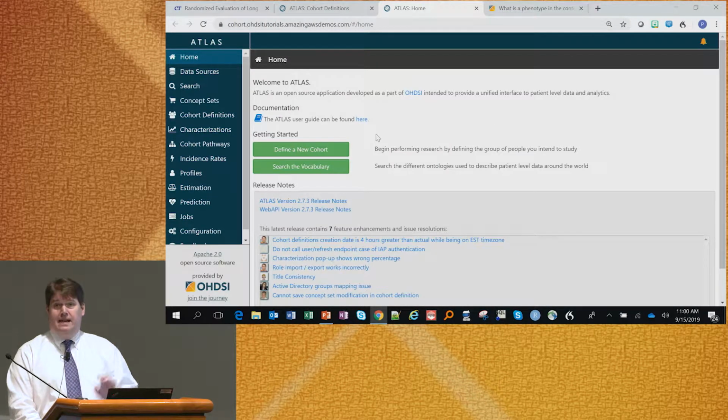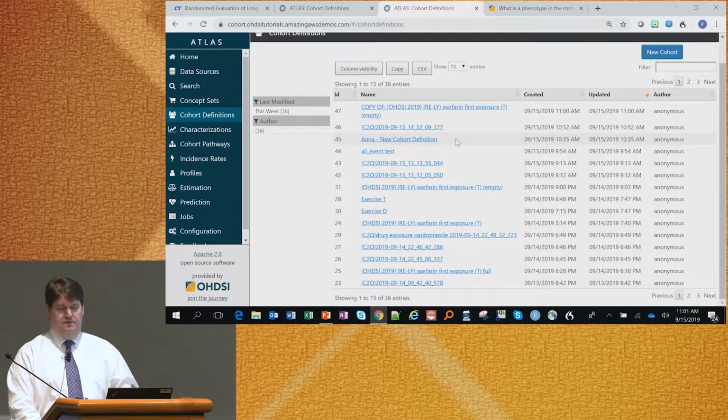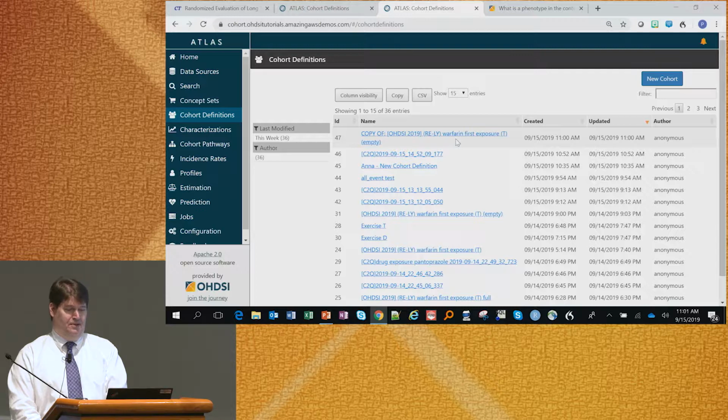So the Atlas application has a lot of functions in it. What we're focusing on here today is talking about cohort definitions. So you're able to go right into a new cohort definition by clicking Define a New Cohort from the home page. Or if you wanted to open up or review an existing cohort definition, you just navigate on the left here, click on Cohort Definitions, and that will send you to the cohort definition list. This environment has various cohort definitions there. Feel free to browse at your leisure.